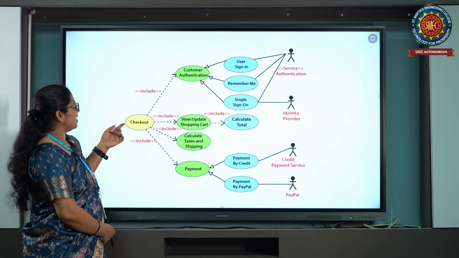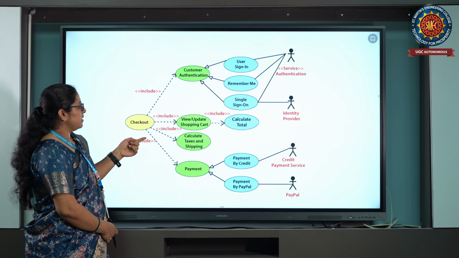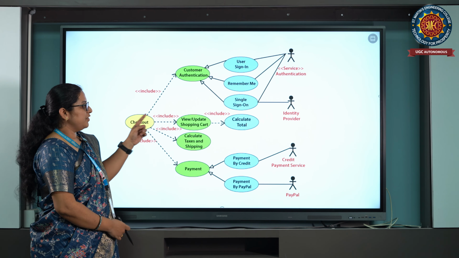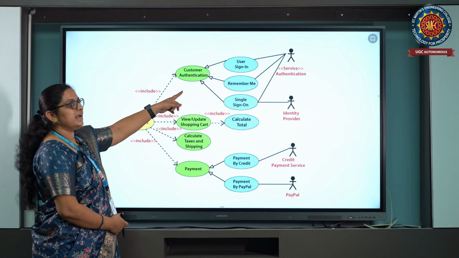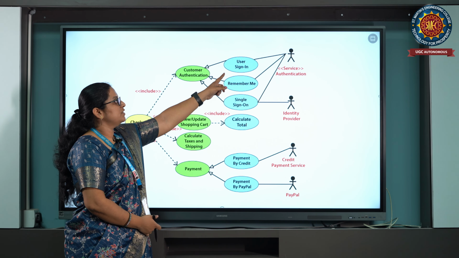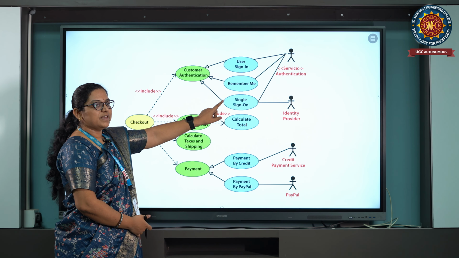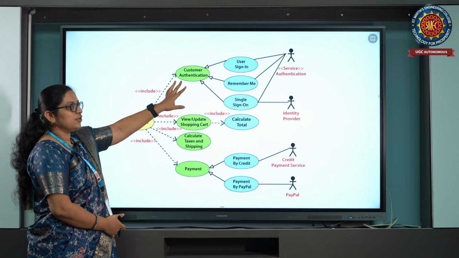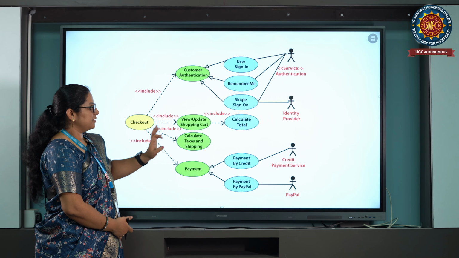Next, in this diagram, checkout: customer authentication, calculate the taxes and shippings and payments, view the update and shopping carts. If the customer is authenticated, then sign in the user and remember the user. Single sign on, whether single person or multiple persons, they have to check out the service authentication.